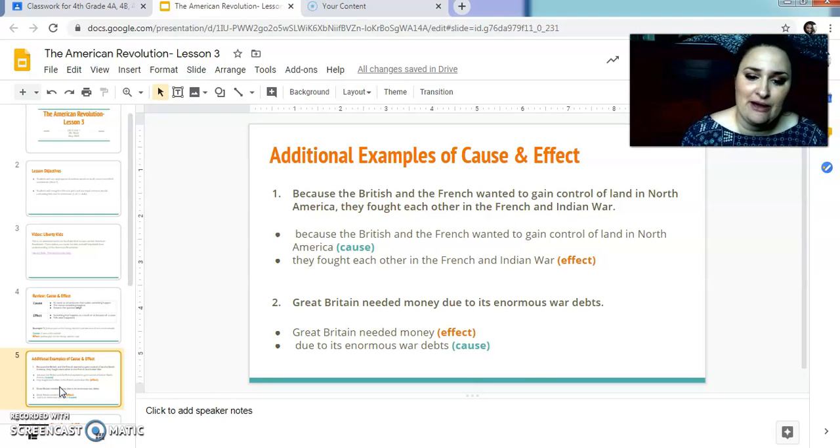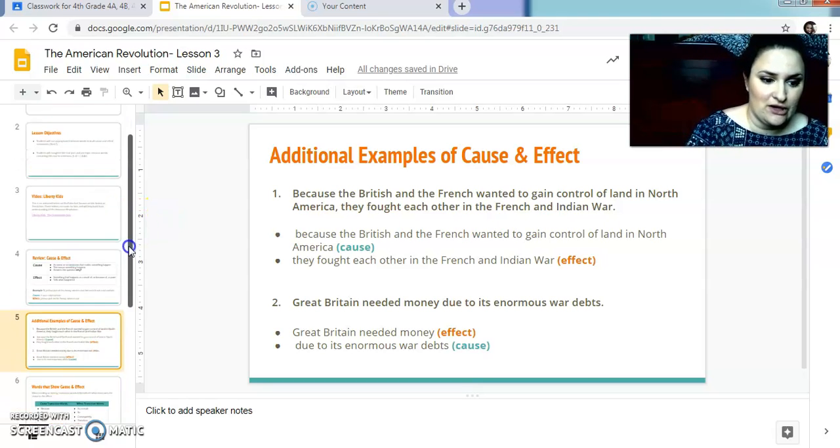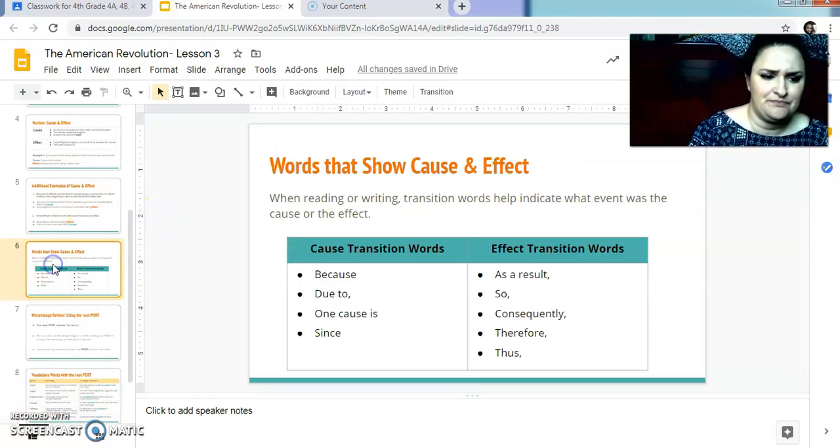Next example on this page: Great Britain needed money due to its enormous war debts. If you read through that sentence, you can see something happened because of something else. What happened is Great Britain needed money. But the reason why, the cause, is that they had enormous war debts. So always ask yourself, what happened? Why did it happen? If you ask yourself why something happened, that will give you the cause.